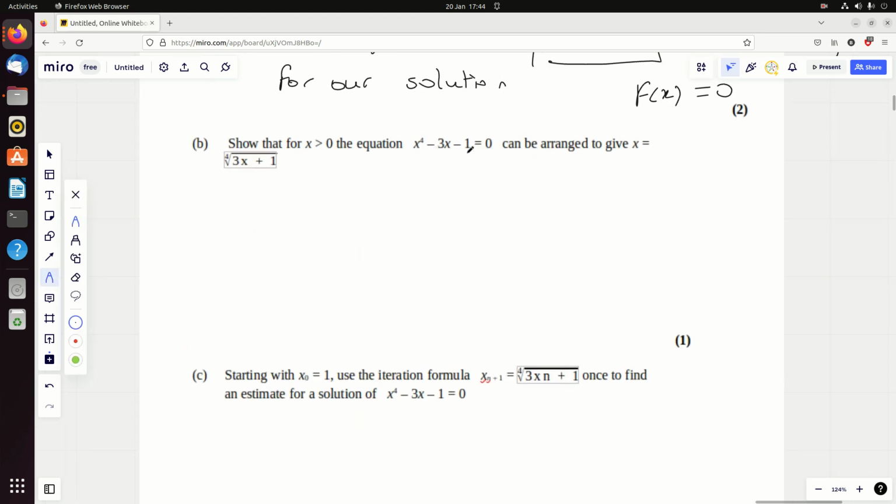What are we going to do here? We're going to add the 3x and the 1 over first. They had to see this according to the mark scheme. They had to see that line, and then you can just write down the fourth root of 3x plus 1, and you've got the answer.